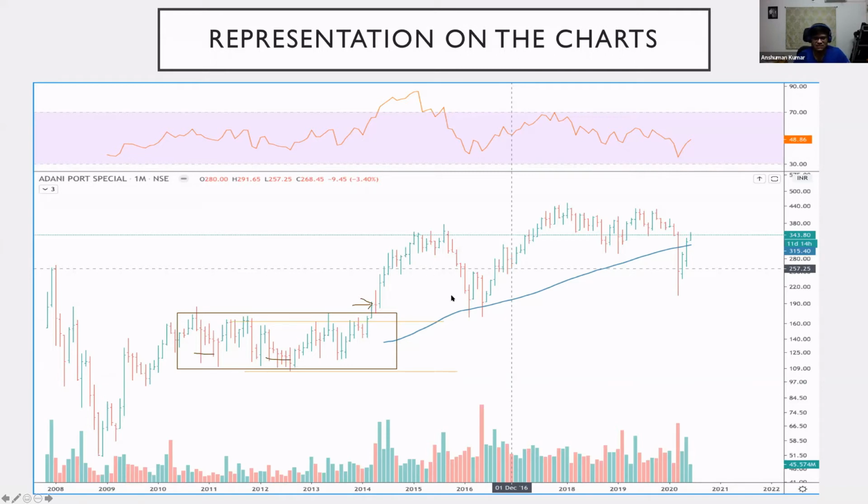On this very chart itself, I'm going to plot a couple of additional contraction periods which are smaller in size, and I'm going to tell you how they look.